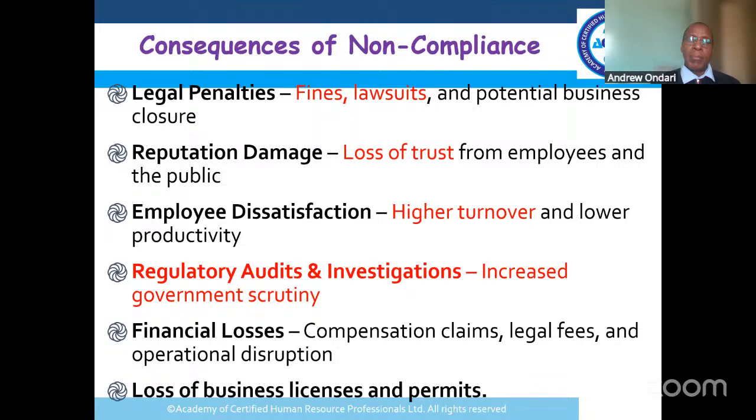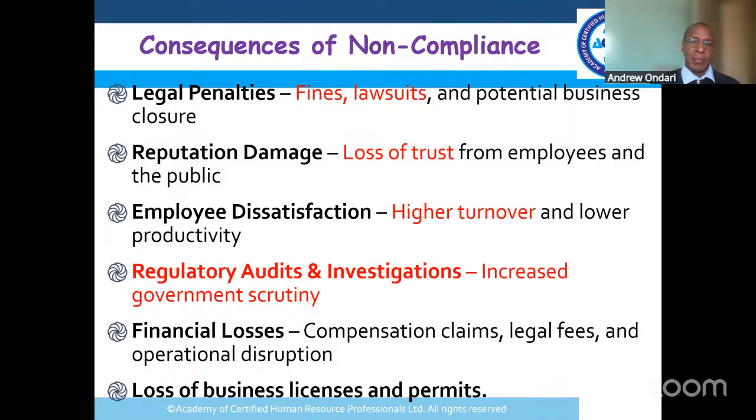This leads to loss of trust from the employees and the public in general. If we want to attract people, we need to protect our reputation. And that is why compliance with all the labor laws is not a choice that we make, but a must.